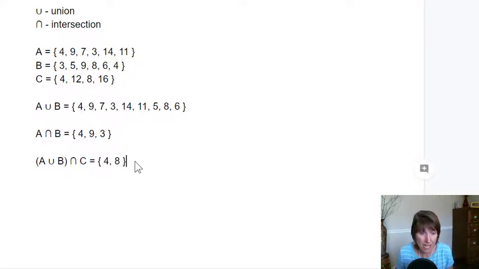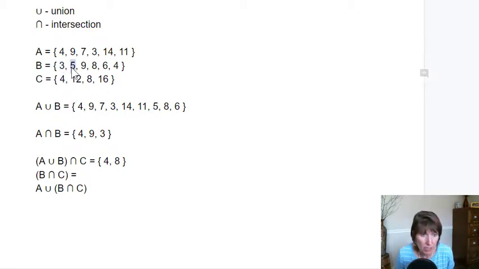So let's do that same operation, but let's change the parentheses and see how different this turns out. So now we're going to do A union B intersection C, with the parentheses around B intersection C. So we're going to do these one step at a time. So let's start with B intersection C. And what does that equal? So again, what's in B and C?